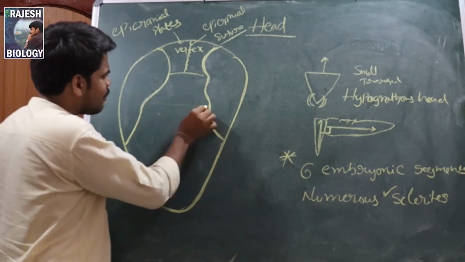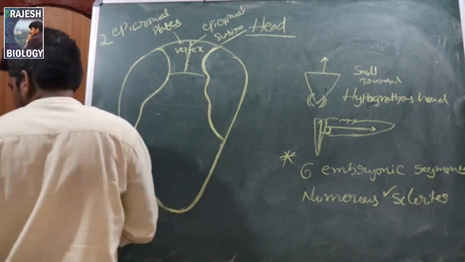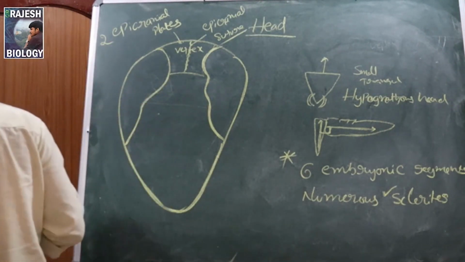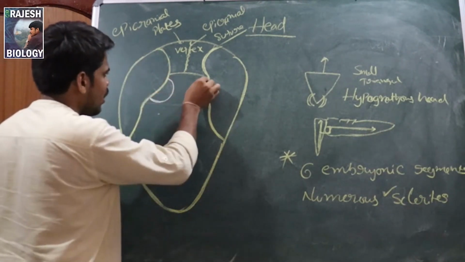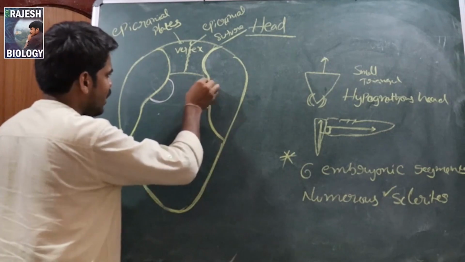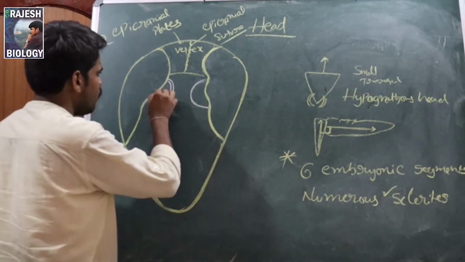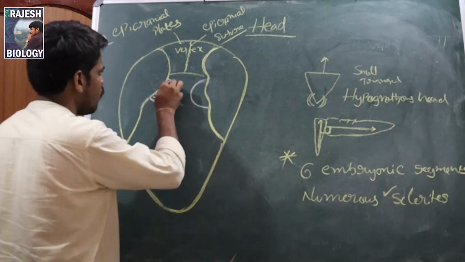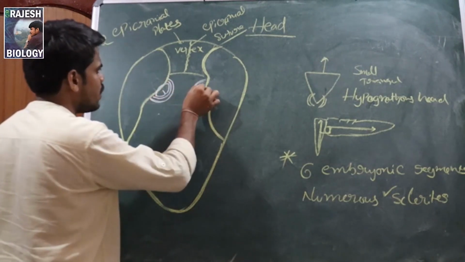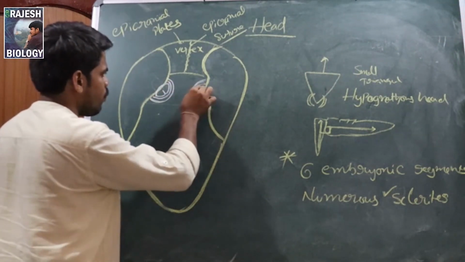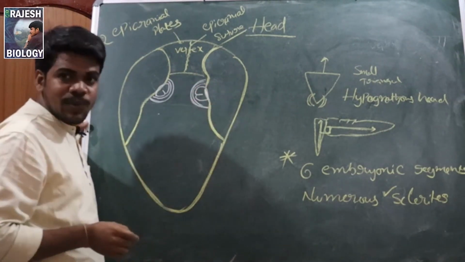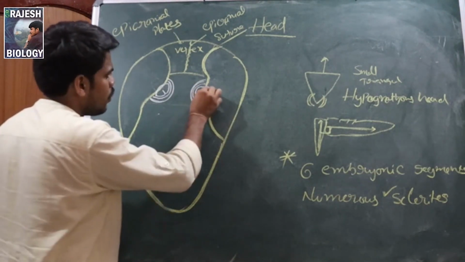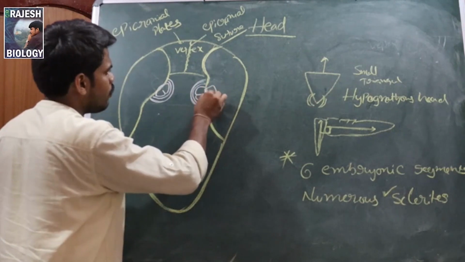Come to the second segment here. From here, a pair of antennae is present. It is like this, a pair of antennae. We will discuss the antenna structure also.